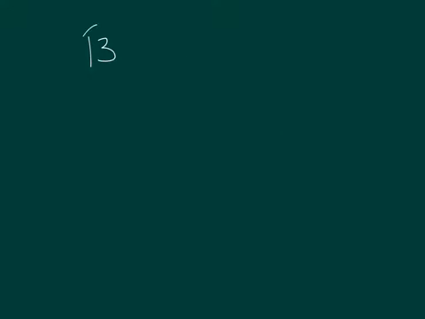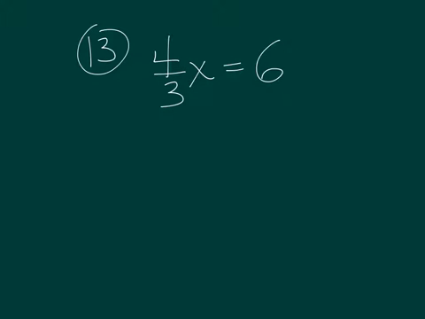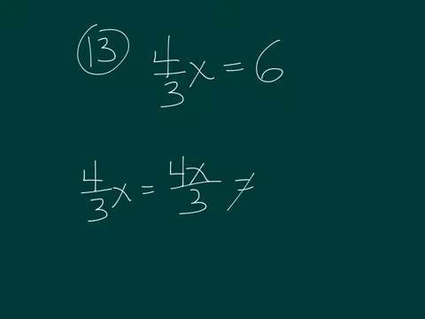Number 13. Fairly similar to what we just did. 4/3 x equals 6. Now, the one thing here, I want to make sure when I write 4/3 x, this x belongs to the 4. Okay, this is the same as writing 4x over 3. It is not the same as 4 over 3x. Okay, I want to make sure this is how we're treating it. Does that make sense? Hopefully you remember that. I know we talked a lot about that last year.